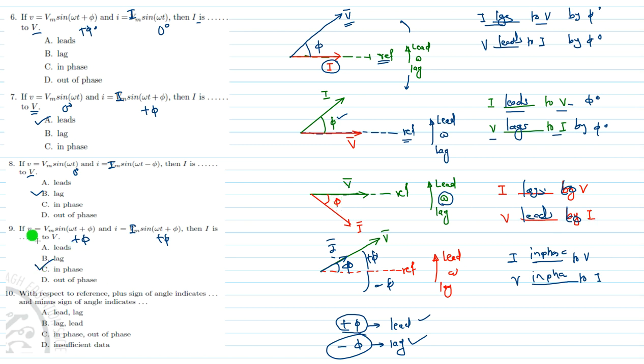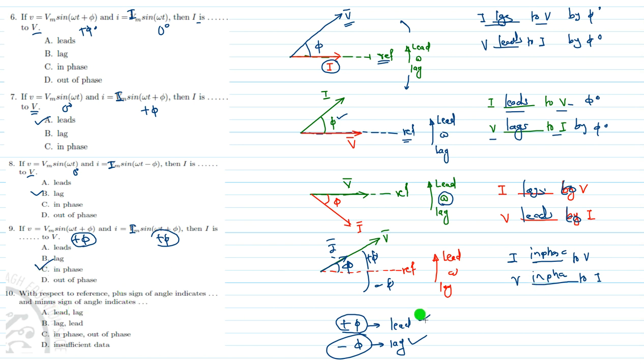In this example, what is given is Vm sin(omega t plus phi) and Im sin(omega t plus phi). Both voltage and current are leading the reference by 5 degree. V is leading by 5 degree, I is also leading by 5 degree. So voltage and current are in phase. So you can say they are in phase.